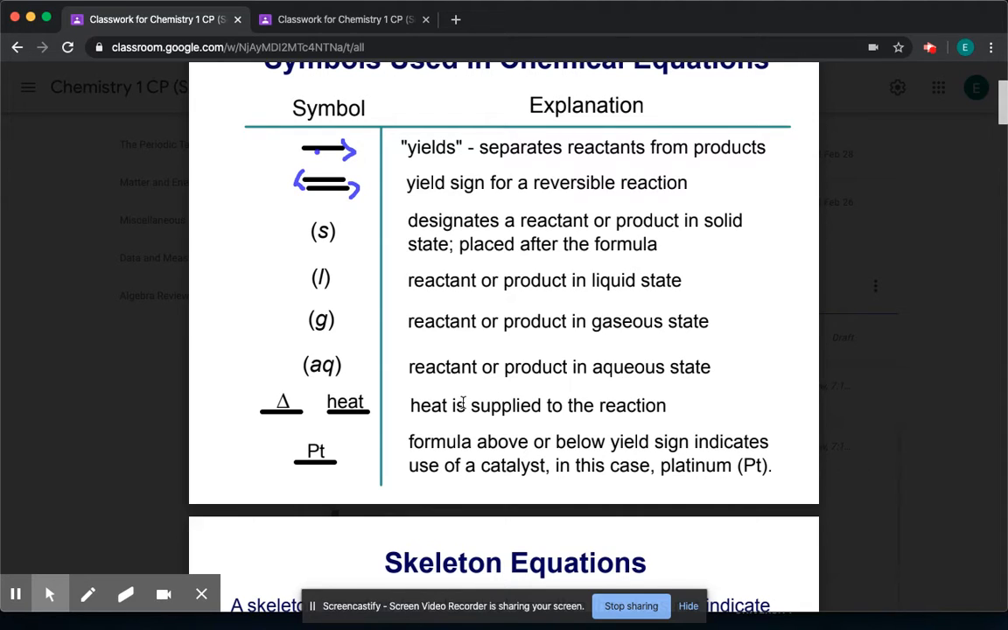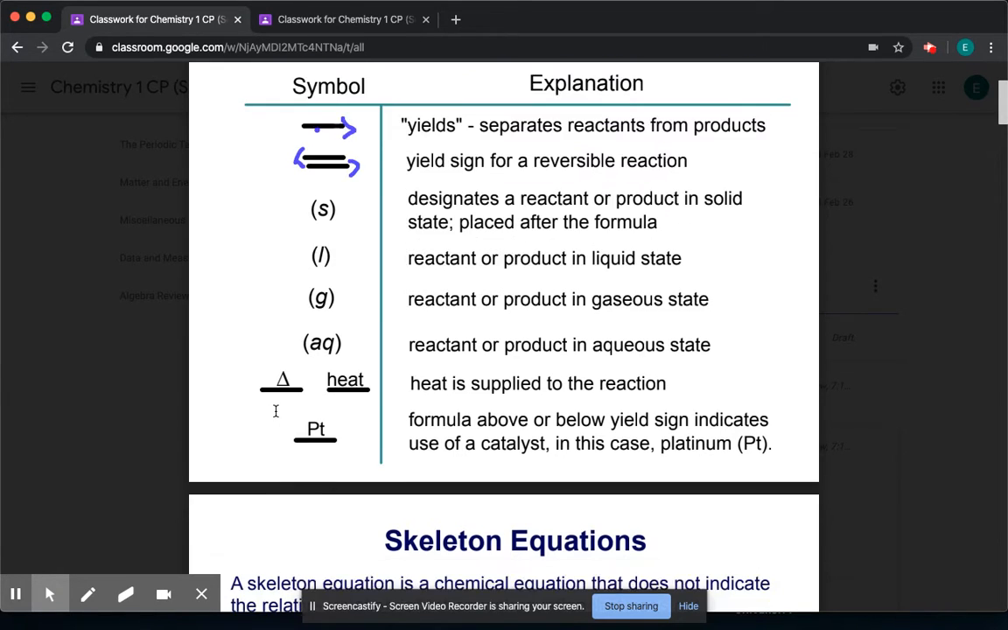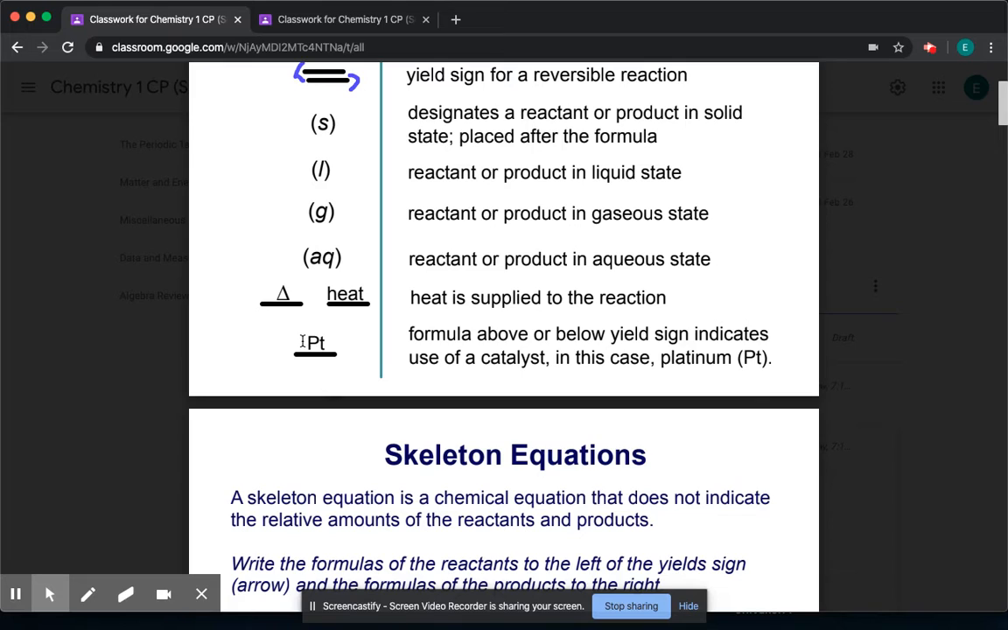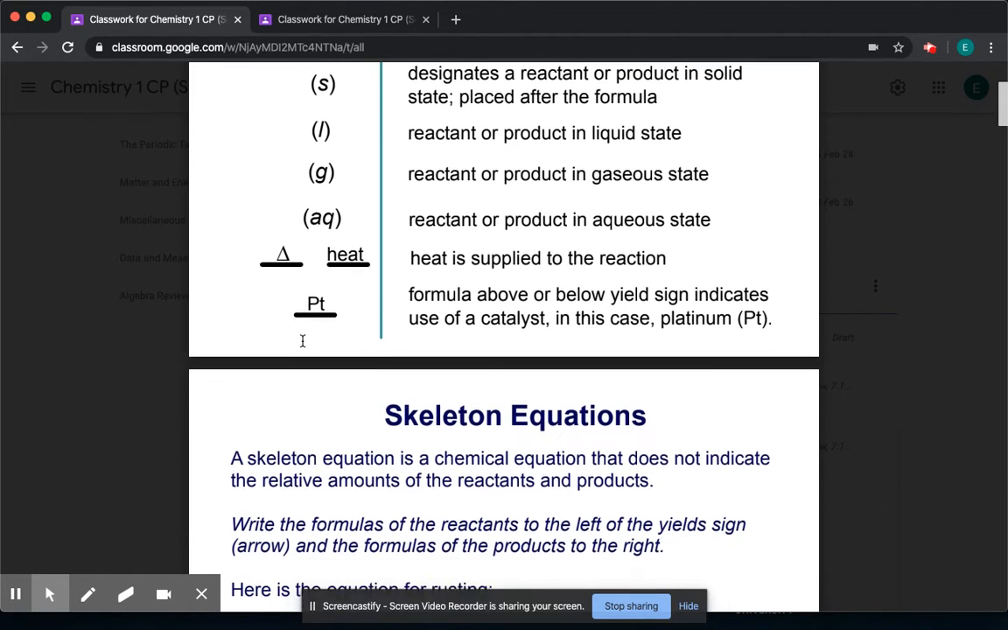And then you may also see symbols on top of the arrows from time to time. If you see heat or this triangle, it means you have to give energy in some way, shape, or form. And you may see PT sometimes, which means it's using a catalyst, a platinum catalyst to be exact. And we'll talk about more of that in the future.